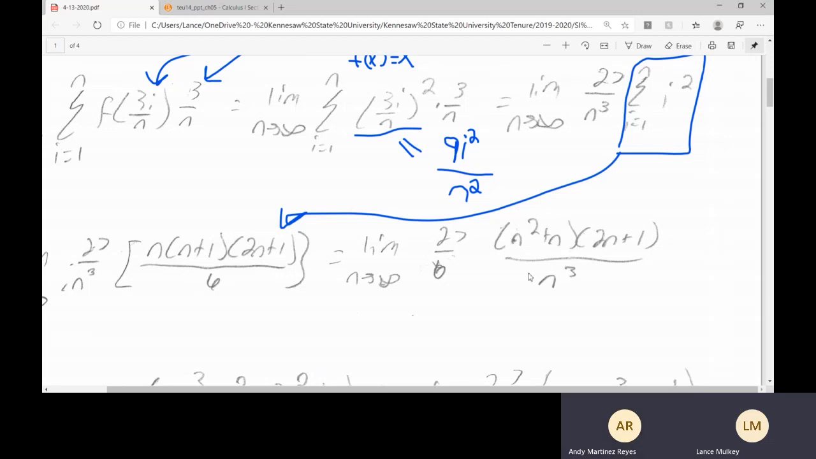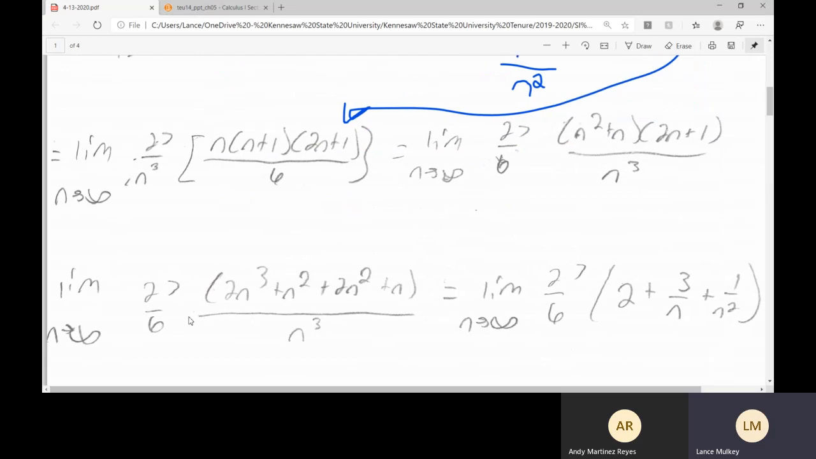So I distributed the n, and I swapped the 6 and the n cubed so you can simplify better. You have to FOIL this out right here. And you end up with 27, limit as n approaches infinity of 27 over 6 times 2n cubed plus n squared plus 2n squared plus n, because I FOILed this out. And you put those together, you get 3n squared, correct?